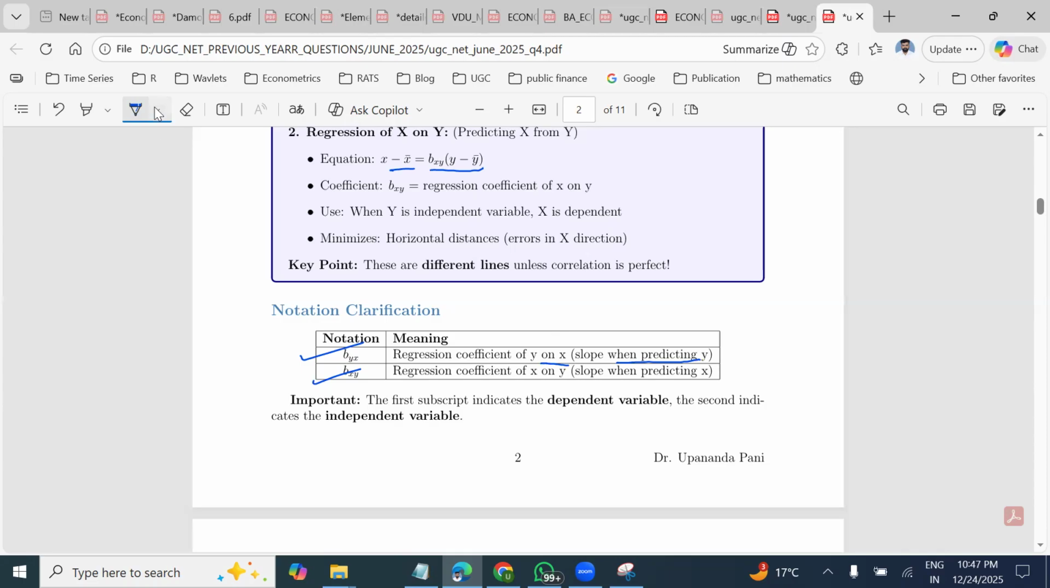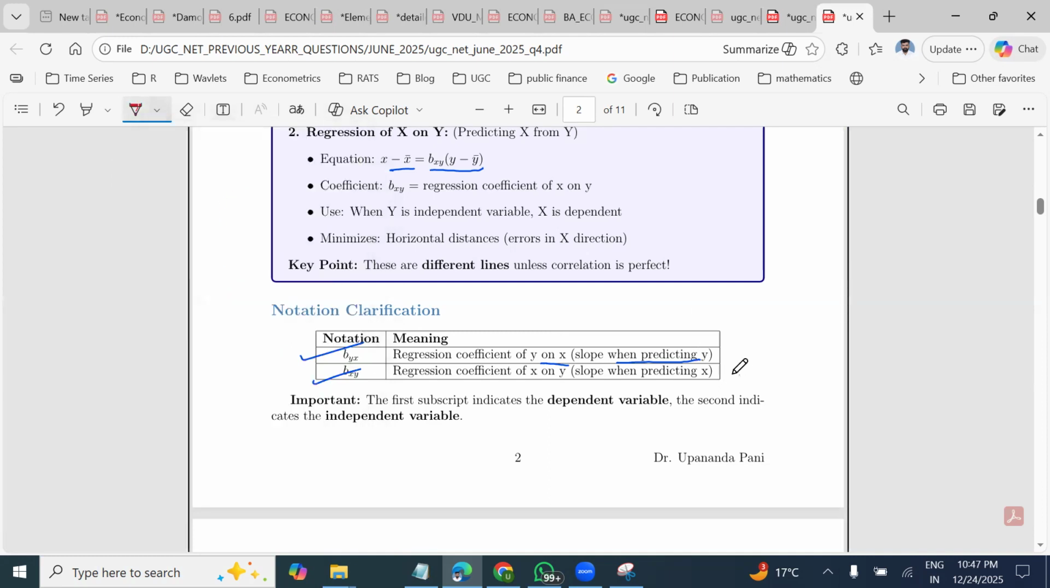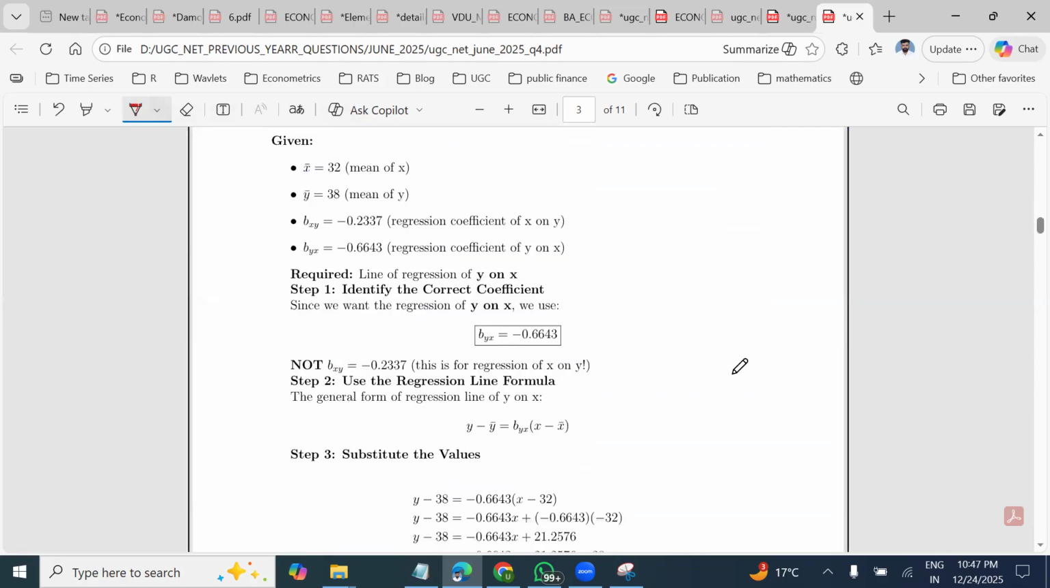So now you will be able to solve it after these equations are given to you. So this is already there. Now we will solve step by step. What you are given: x bar is given to you, y bar is given to you, Bxy is given to you, right? Byx is also given to you.